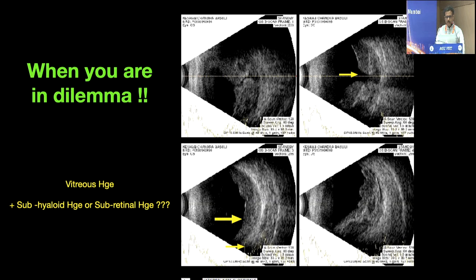But sometimes you are in a dilemma whether it is vitreous hemorrhage along with subhyaloid hemorrhage or subretinal hemorrhage. You should look for the high reflective spikes from the retinal surface. That means it is subtly demarcated; you can see the yellow arrow. It is arising from the optic nerve head. That means it is retina. It is not subhyaloid hemorrhage.